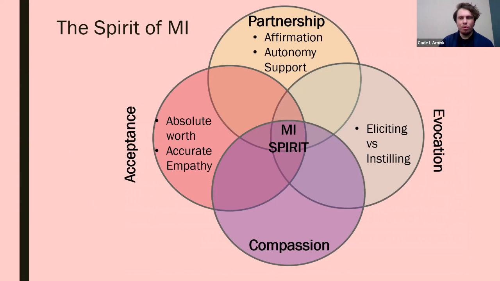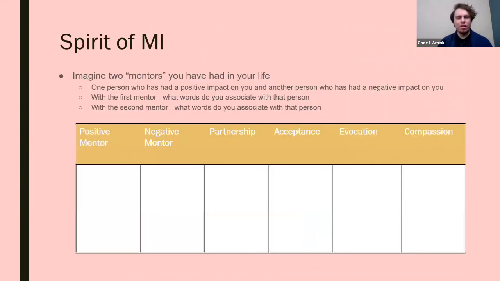To get us thinking a bit more about the spirit, I want to do another exercise as a group. I'd like everyone to imagine 2 mentors you may have had in your life: one person who has had a positive impact on you and another person who has had a negative impact on you. Spend a couple of minutes thinking about that and think about words that you associate with each person. I'll give everyone a couple of minutes, and then when we come back, we will put those on this little board here.